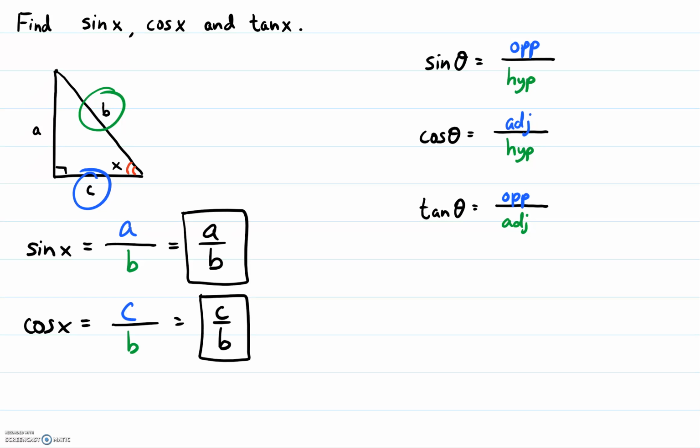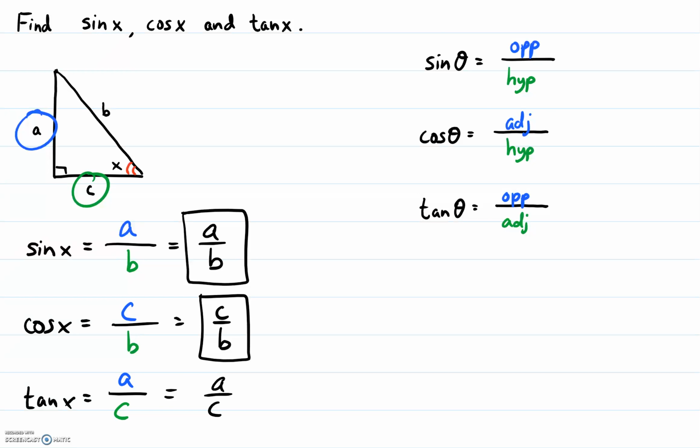So finally, let's go ahead and do tangent x. So for tangent x, we're interested in the opposite over the adjacent. And so the opposite side of x is going to be, again, a. So we'll go ahead and say a right there. And the adjacent side, as we noted in the cosine, is going to be c. And so a over c is going to be our value, or the ratio that expresses the tangent of x. And again, we can't simplify.